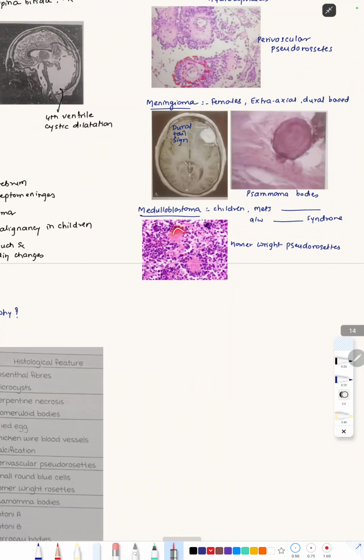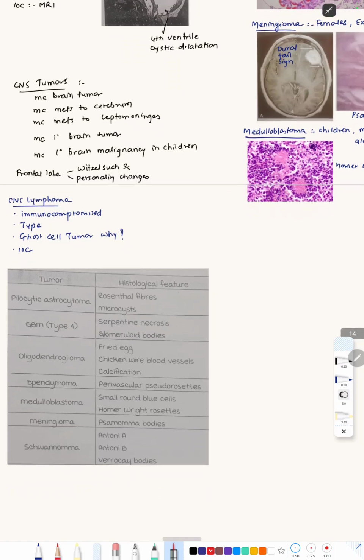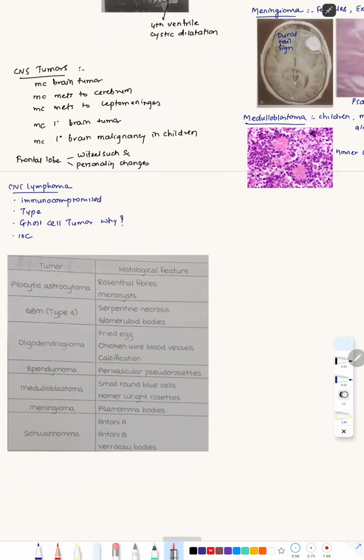Then medulloblastoma, Homer Wright pseudo-rosettes are seen, right, with a pus positive stain in between. Now, medulloblastoma, as I said, is the most common primary brain malignancy in children. The metastasis is a drop metastasis, and it is associated with Turcot syndrome, which is a variant of familial adenomatous polyposis.